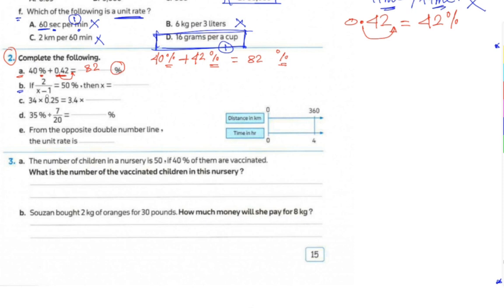Next point B. If 2 over x minus 1 equals 50%, then the x value equals what? I have an equation here: 2 over x minus 1 equals 50%. 50% equals what? 50% equals half, or 50 over 100. That's the same, right? So I can write this equation as 2 over x minus 1 equals half.